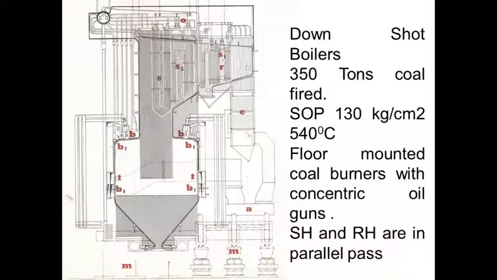This one is a downshot firing boiler. As the name suggests, firing is done downwards. They may be U type or W type, and here it is W type. That means from the two end walls, from the top, the firing is done at an angle, and after burning, the total product of combustion is moving upward. So initially it is coming down and then moving upward. So naturally it forms the shape of a W. That's why it is called downshot firing.